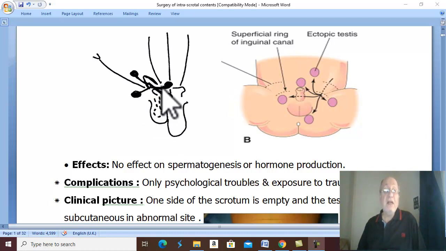This easy operation is easy because the spermatic cord containing testis and vas is longer than normal. It is very easy to dissect the spermatic cord and the testis, descend to the scrotum, and fixation in the bottom of the scrotum by the operation called orchidopexy or orchiopexy. This is the ectopic testis.